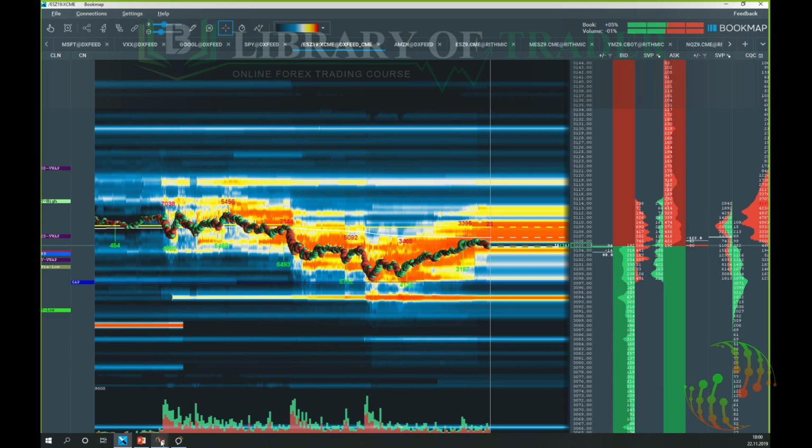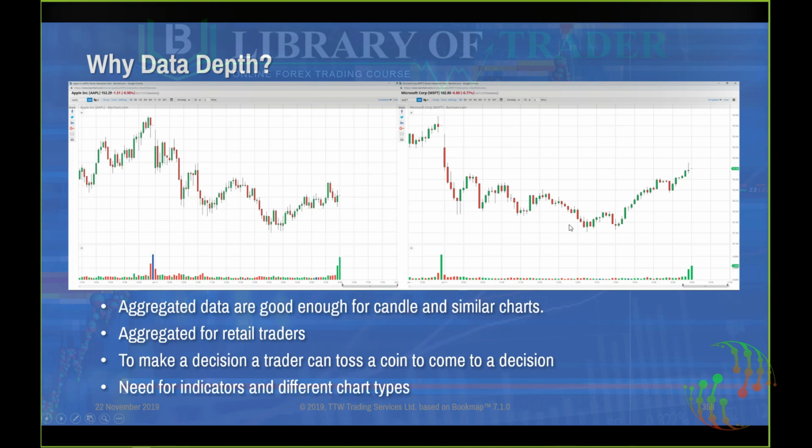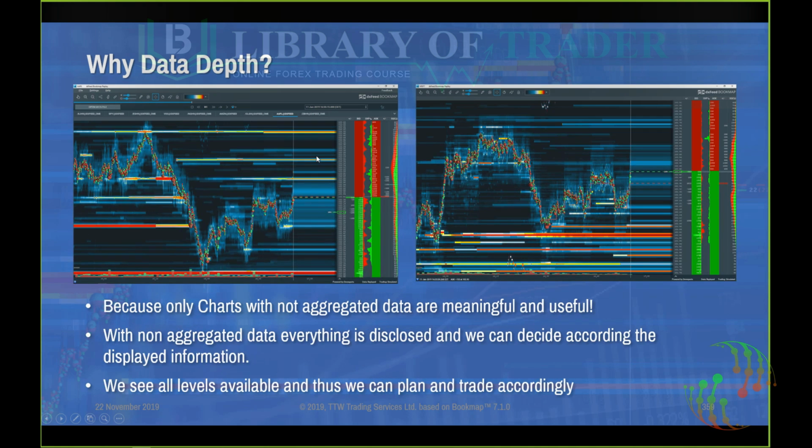In comparison, aggregated data or limited data are good enough for candle and similar charts, and for retail traders, and it's absolutely okay if you're working with normal charts. If you are making decisions to trade stocks or futures, you can use all these fine tools we have learned this week without any hesitation, because this is all true when the data that comes in is high quality data.